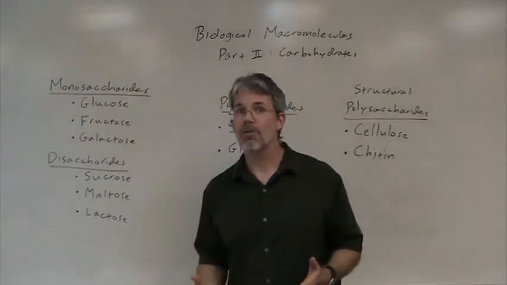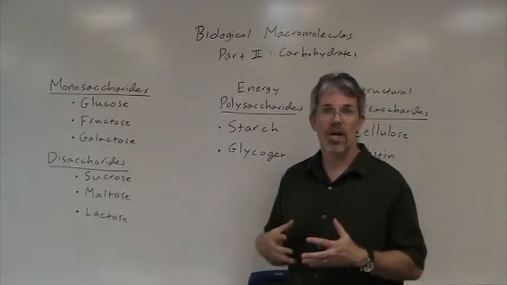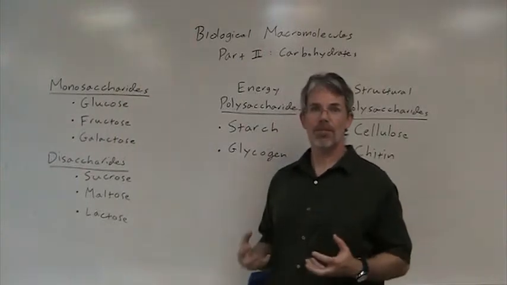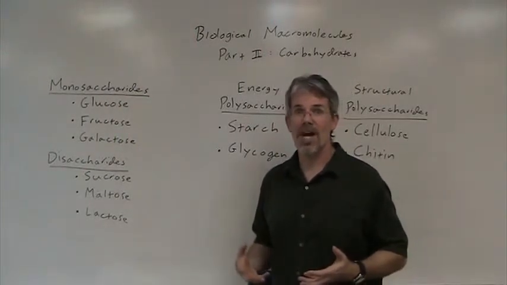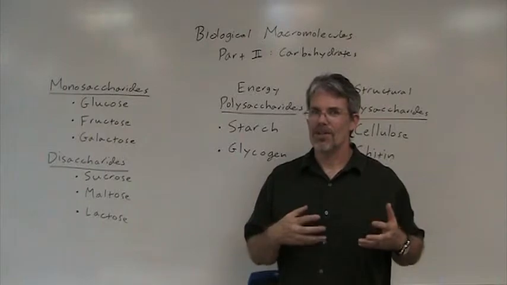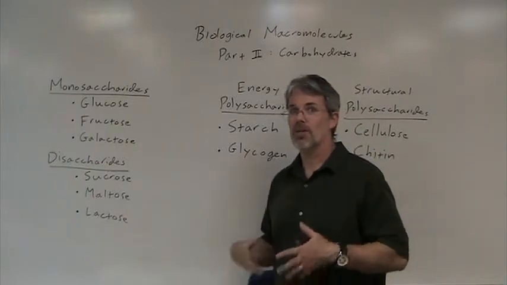When we eat disaccharides, we have to digest them. We produce digestive enzymes to break them into the monosaccharides. We absorb the monosaccharides, and those that are not glucose get turned into glucose, so it all ends up as glucose in the body.